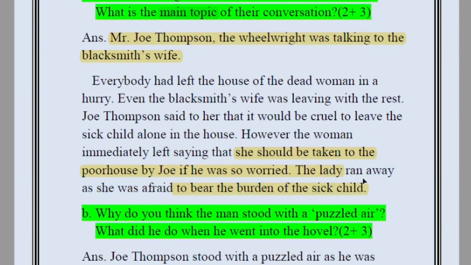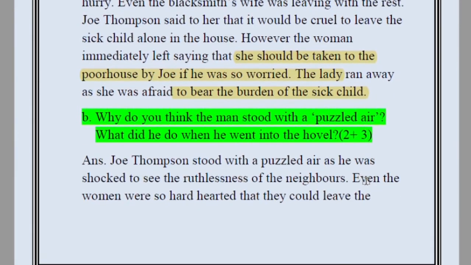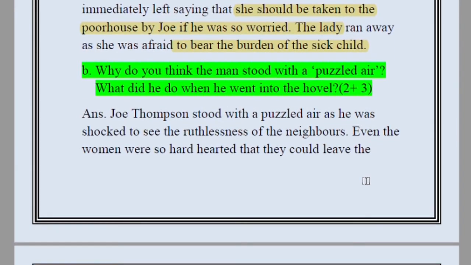The lady ran away as she was afraid to bear the burden of the sick child. Why did she run away? Why was she in a hurry? Because she was afraid that if she stayed back, she would have to take care of this child. Okay. Now, number B. Why do you think the man stood with a puzzled air? Who is this man? This is Joe Thompson. Why was this man waiting with a puzzled air? Let's see. Joe Thompson stood with a puzzled air as he was shocked to see the ruthlessness of the neighbors. Ruthlessness means the cruelty of the neighbors. He was shocked that, my goodness, look at these people.